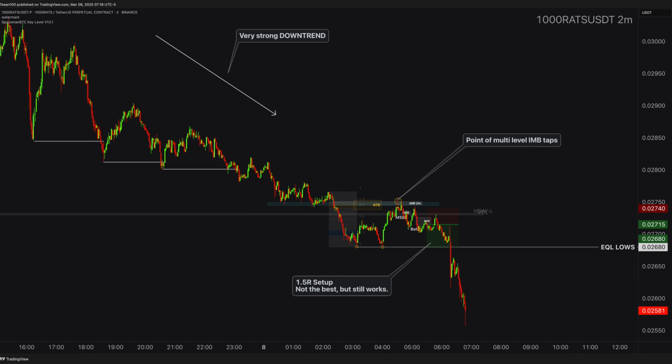Now, if you just zoom out, this is also a very special location of PDL and Monday low. Basically, masterclass amplifier locations, as you can see, which makes the trade area more trustable in my opinion.